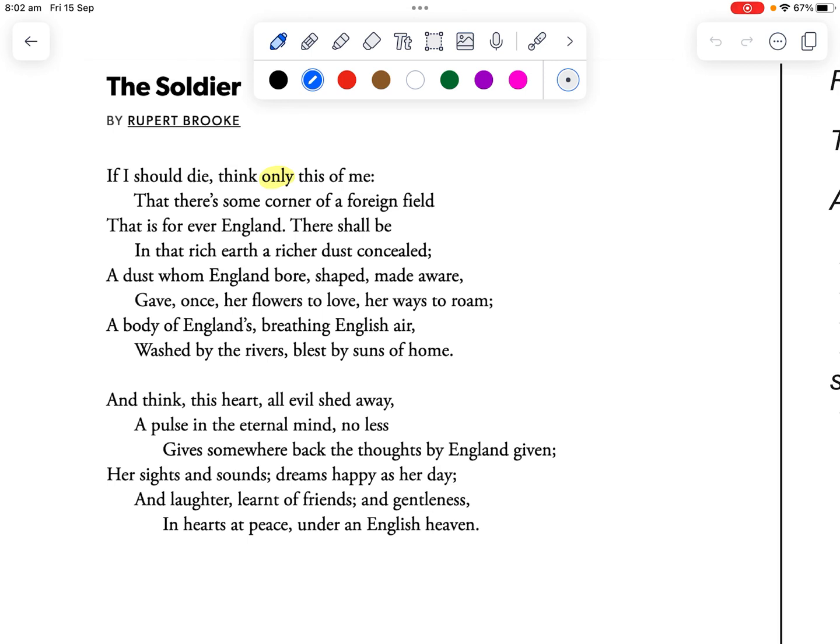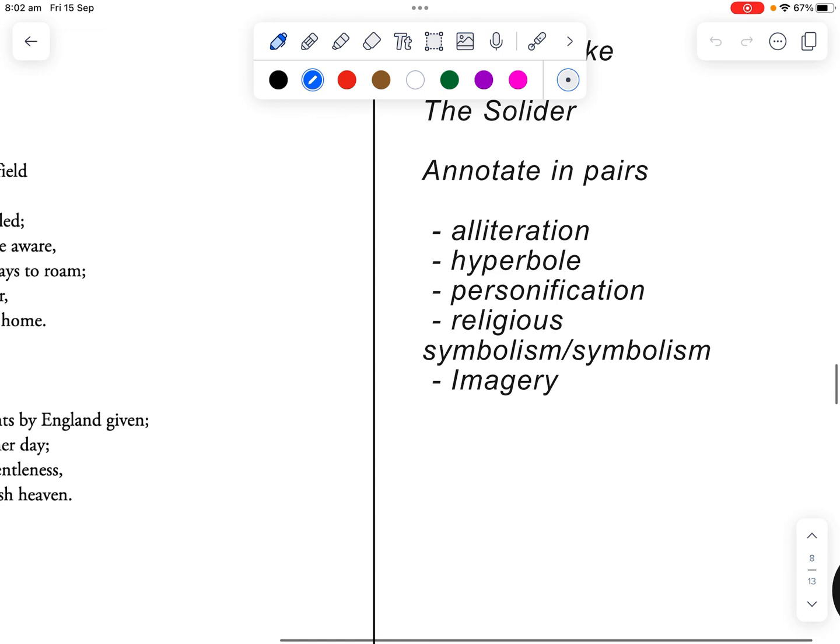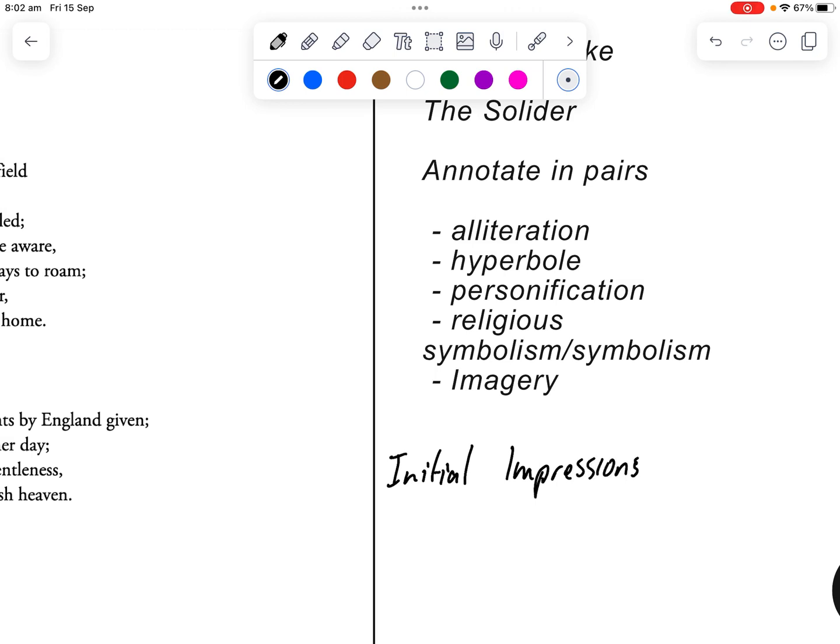Rightio. What were your first thoughts? What were your first thoughts? Write them down here. Initial impressions, or maybe you want to write them in your exercise book. It doesn't really bother me, but maybe you just want to write initial impressions. Write them down on your poem. What did you think about it?